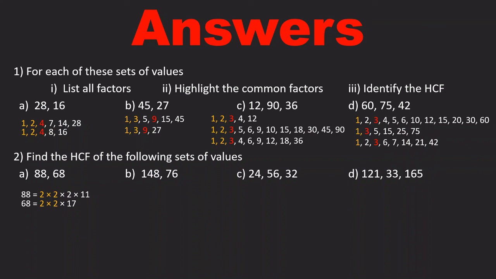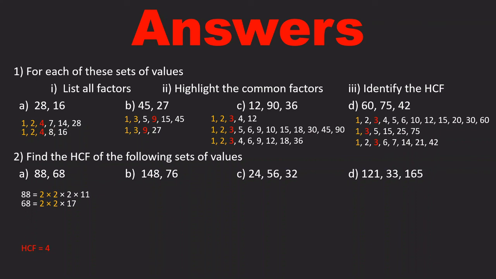Now looking at these numbers written as a product of their prime factors, you should see that they've got 2 times 2 in common. 2 times 2 is 4. That means the highest common factor, the biggest number we can divide both 88 and 68 by, is 4. If you did this by listing out all of the factors, good for you. That was quite a lot of work. But if you did this by factor trees, you'll see that we get the same answer.